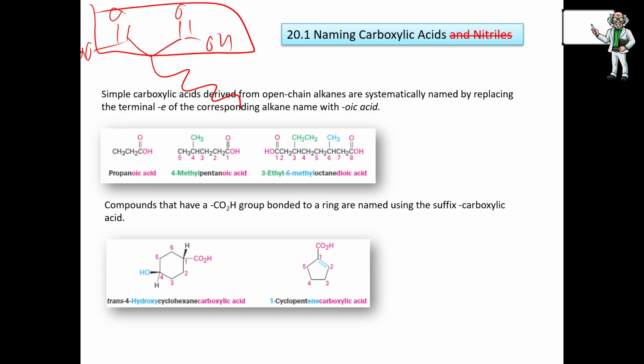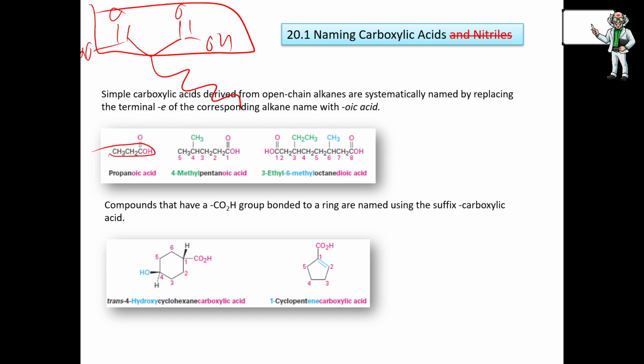We name the major chain, for example, methane, propane, ethane, etc. And this time, in order to show that it's a carboxylic acid, we remove the E. For example, of methane, we remove the E and add the suffix -oic acid, methanoic. That means the one-carbon carboxylic acid will be methanoic acid. Here, this is the major chain, three carbons, so propanoic acid.